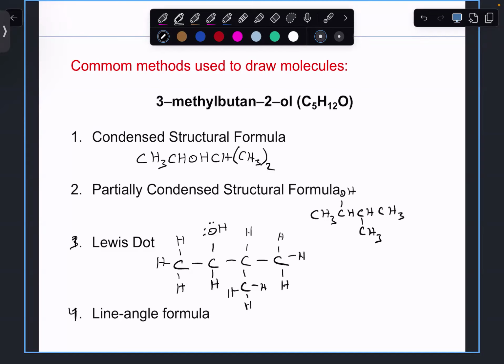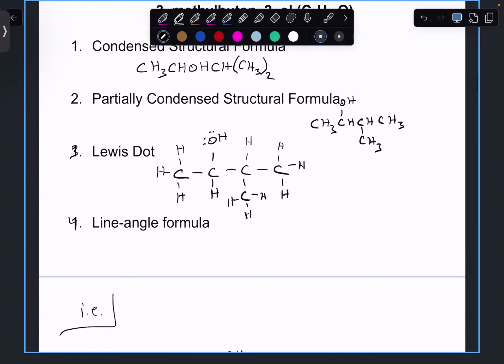Oh, dang it. I'm out of time. Okay, so we will pick it up from there. What we're going to start with on Thursday is the most important of the representations, the so-called line angle form. That is the way that we are going to be representing molecules from here on out. So we're going to get a lot of practice interpreting those.